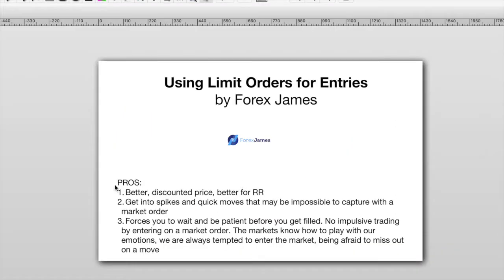Number 2 of the pros is that you'll be able to get into spikes and quick moves that may be impossible to capture with a market order.